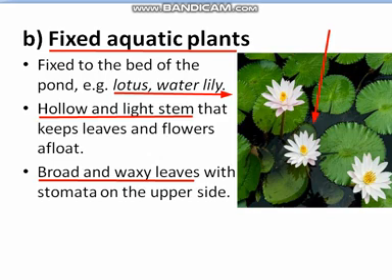stomata are actually present on the lower side of the leaf, but in case of these fixed aquatic plants, the stomata are present on the upper side of the leaves.